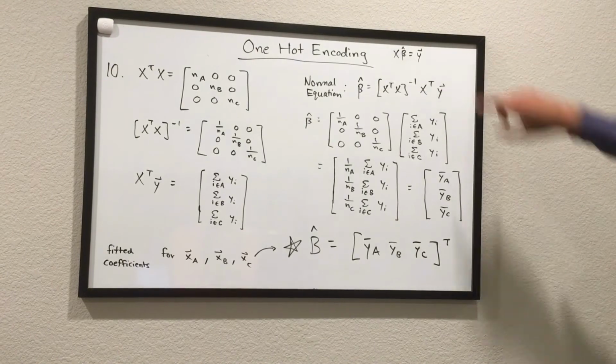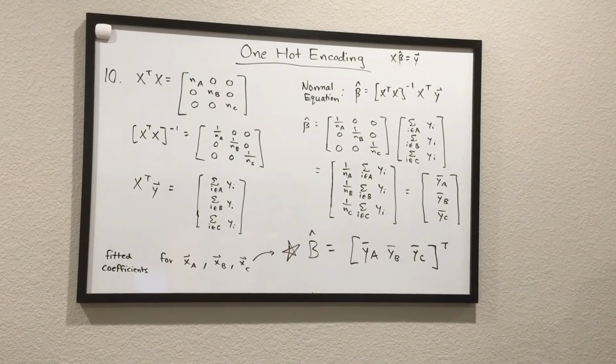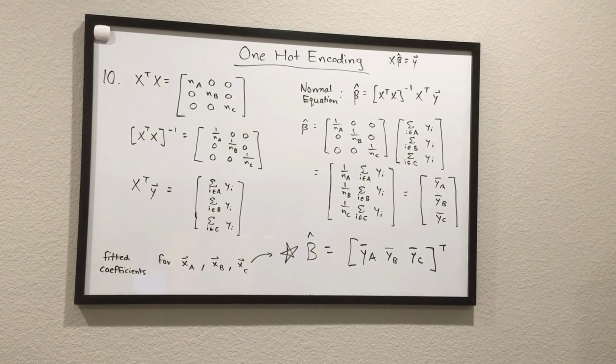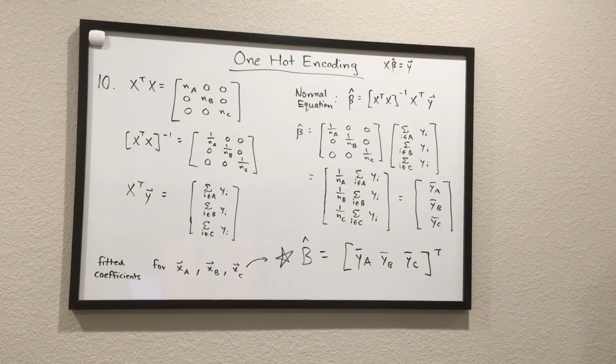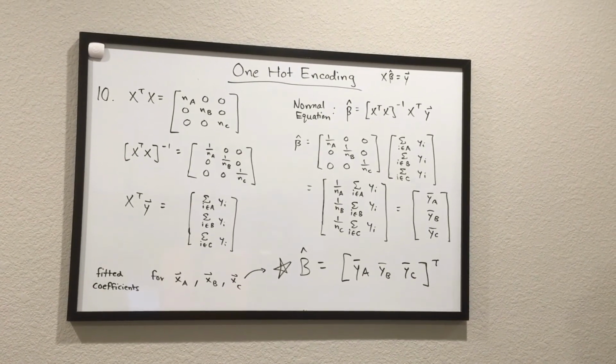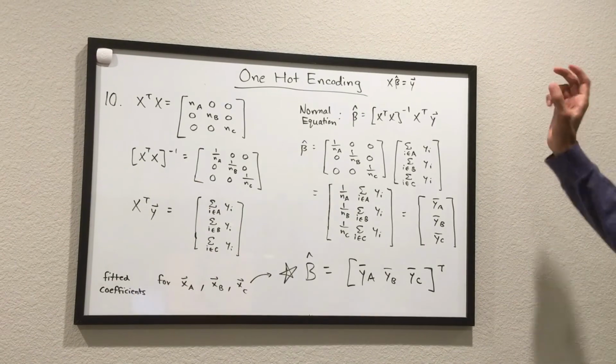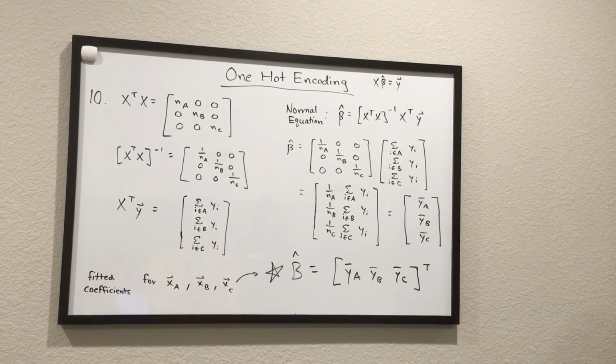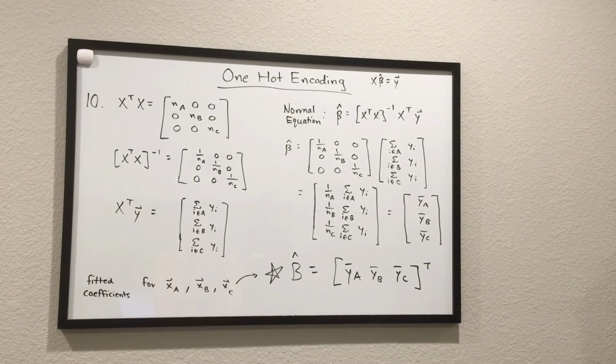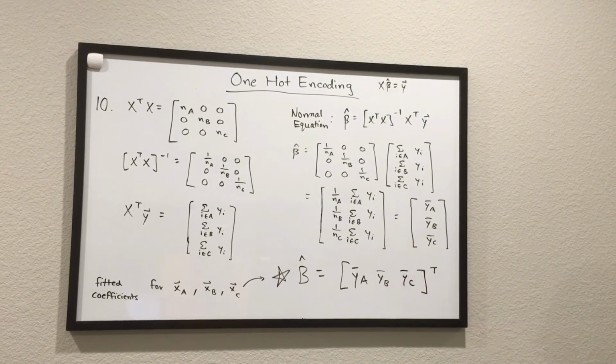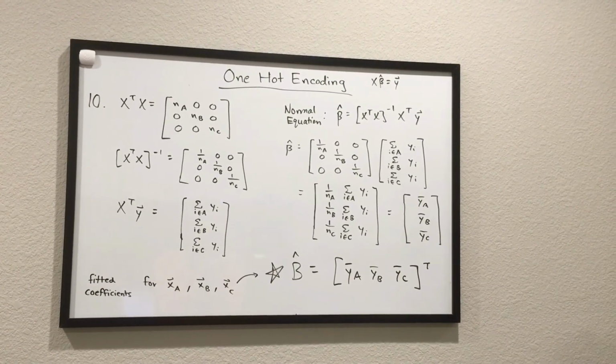From x beta equals y, we got this normal equation, which is beta is equal to the inverse of x transpose x times the transpose of x times y. And we can plug in our two results here, and it gives us this. You can do the matrix multiplication, and we end up with this result. Now, what is this telling us?